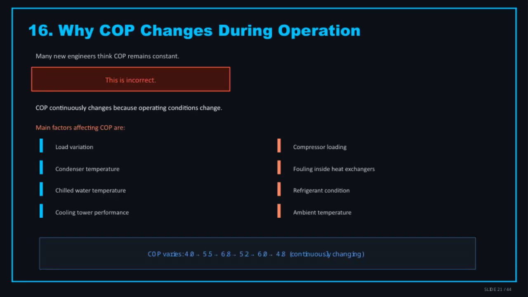Let's talk about why the coefficient of performance, or COP, isn't a fixed number. It actually varies all the time, going up and down as conditions shift. Things like ambient temperature, refrigerant condition, fouling inside heat exchangers, and compressor loading all play a role. Cooling tower performance and chilled water temperature matter too. Even the condenser temperature and load variation affect it. Many new engineers assume COP stays constant, but that's not true. Understanding these factors helps us see why COP changes during operation.